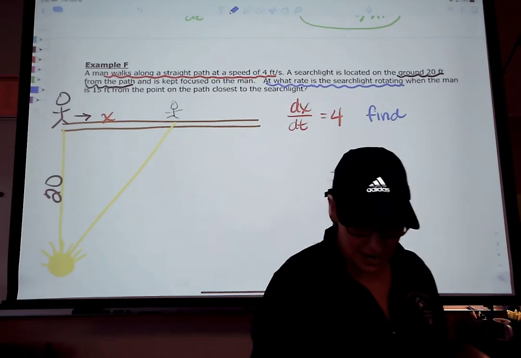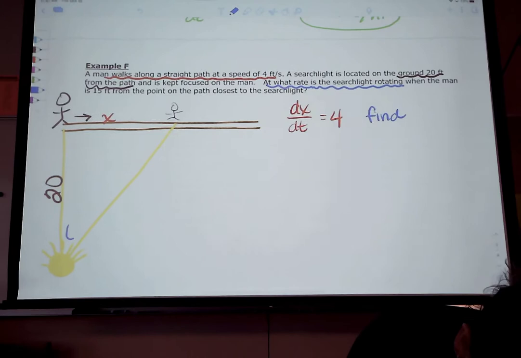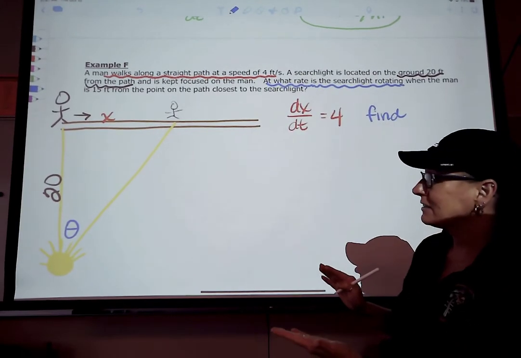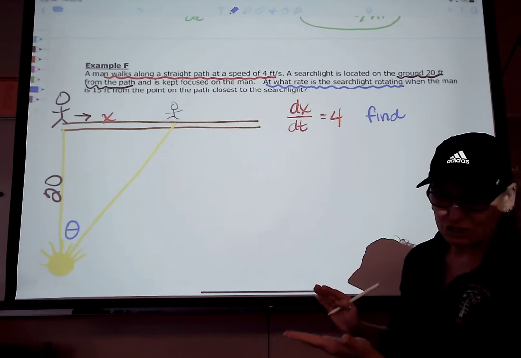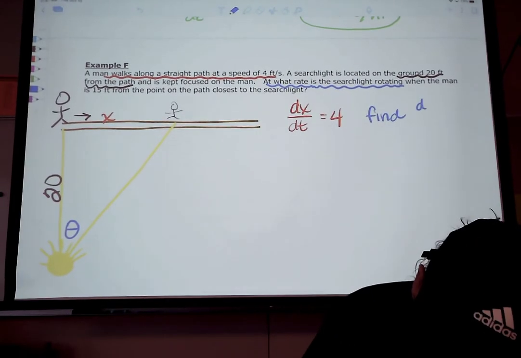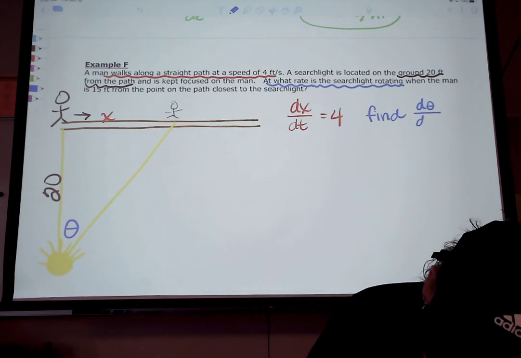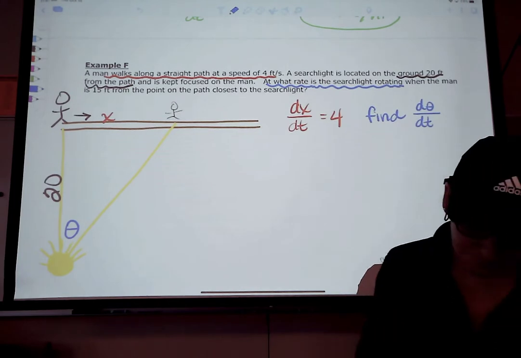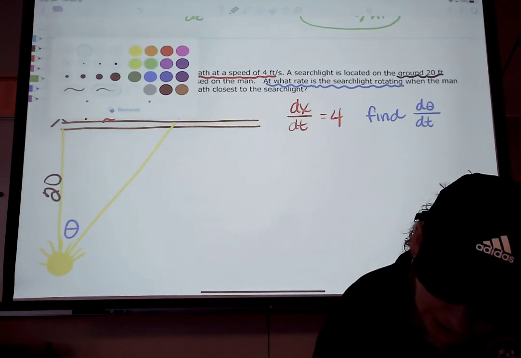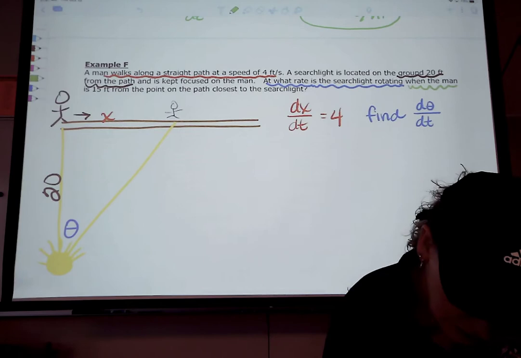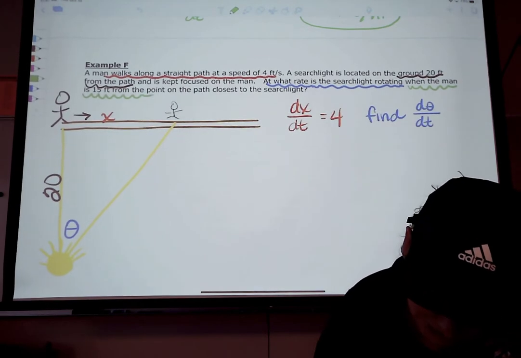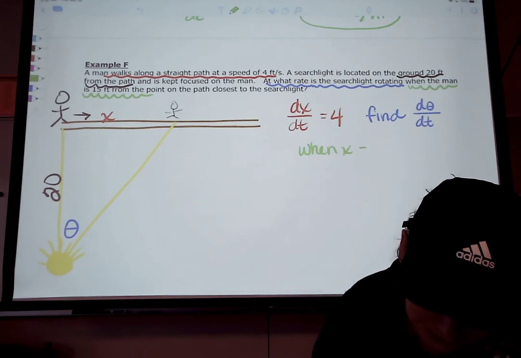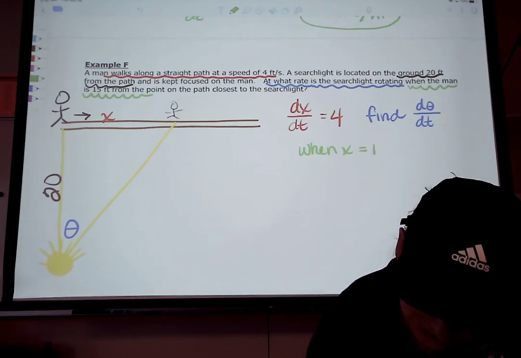So I need a name for the angle. I think I'm going to call the angle theta. It's the angle that the light makes. It's asking how fast is theta changing. Find the rate of change of theta with respect to time, at the moment that he's 15, when that distance is 15.